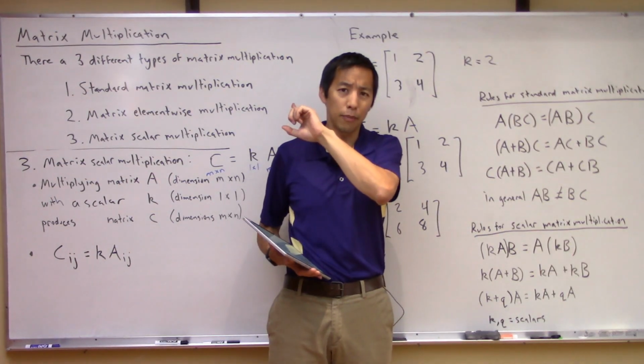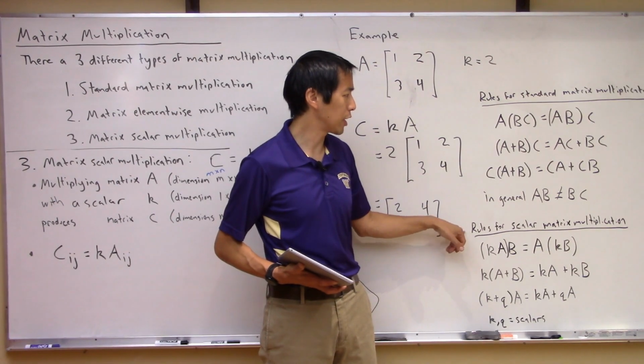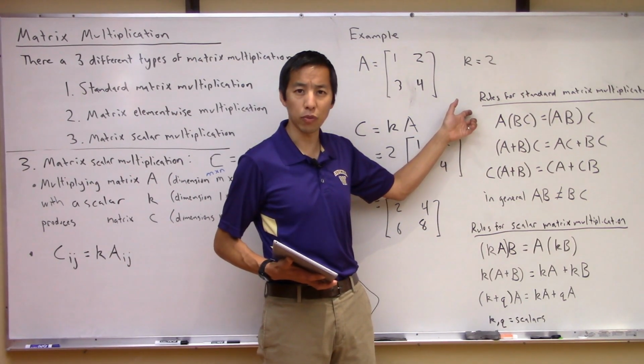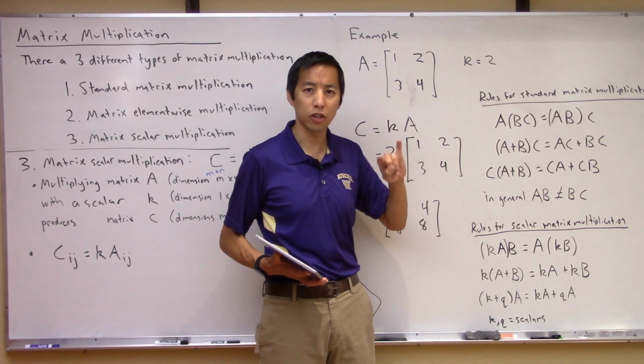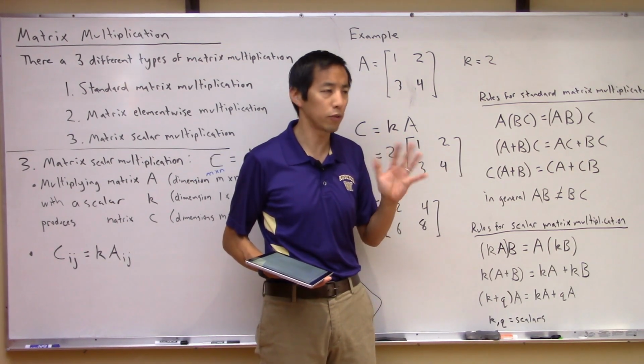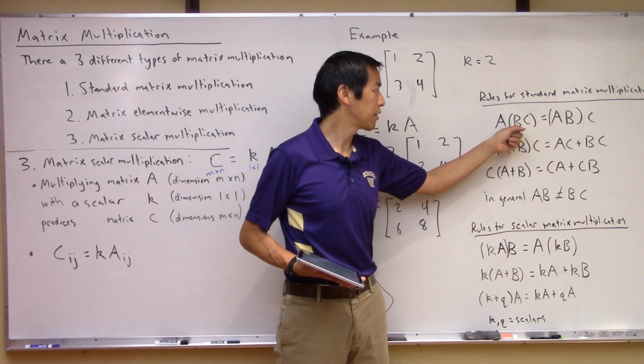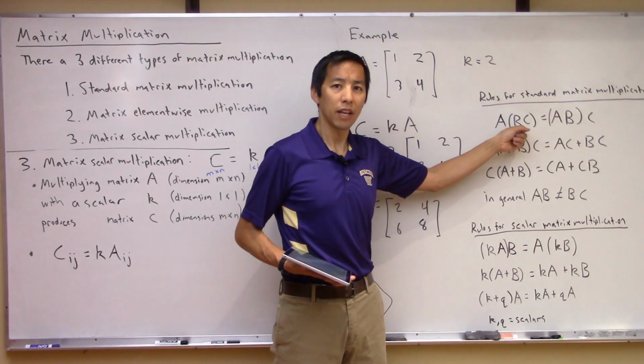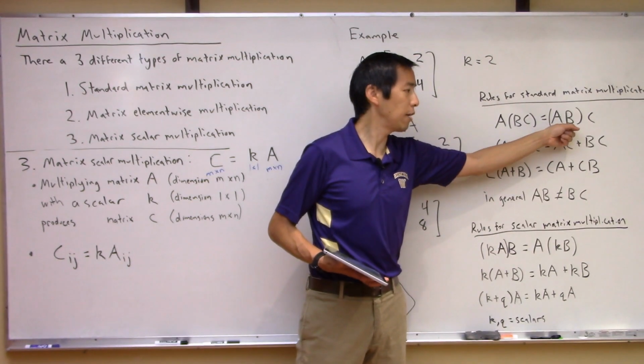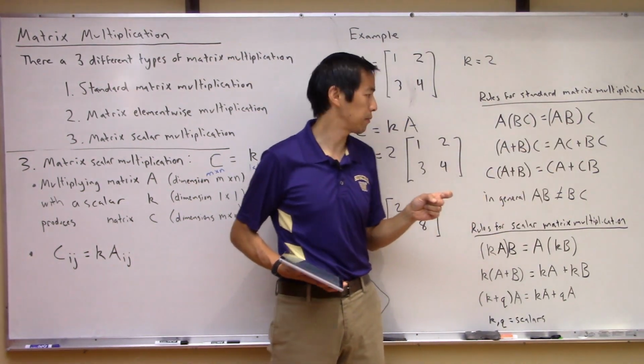We already talked about the element-wise, and we can also talk about scalar multiplication. So with standard matrix multiplication, we saw this is the full-blown inner product, dot product of rows and columns, and this one is the most interesting. So we've got properties like this. If you have A times the quantity B times C, it's actually the same thing as if you would do the A, B first and then multiply by C.